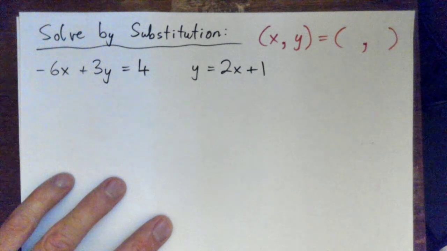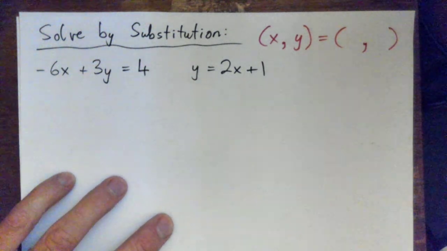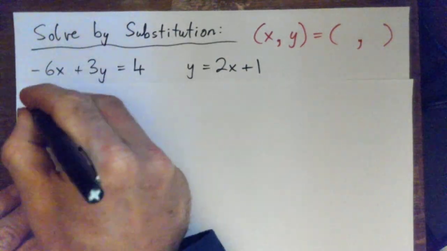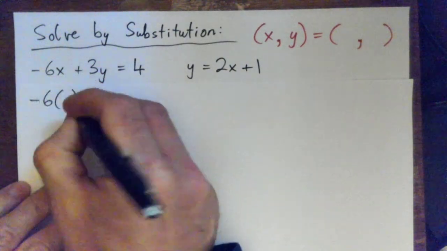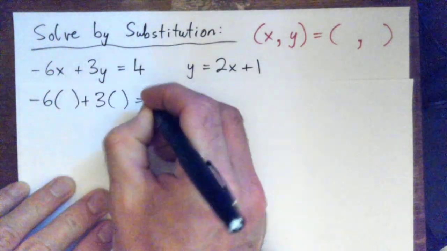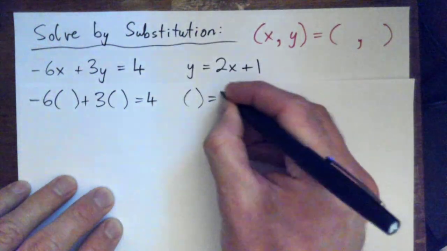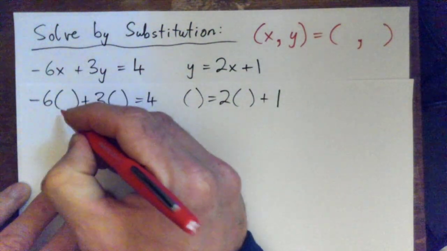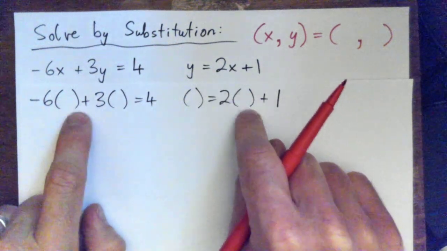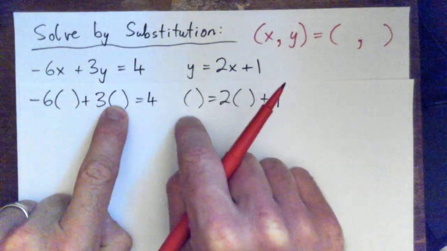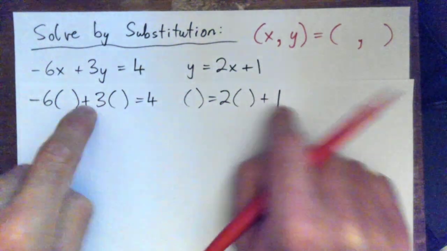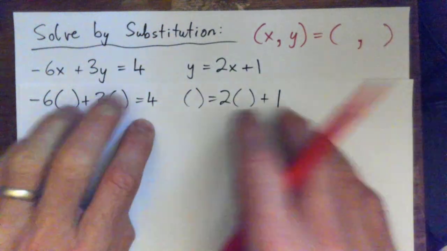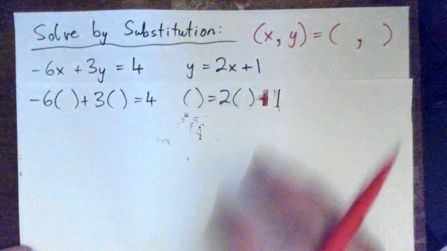At the end of this, we need negative 6 times some number plus 3 times some number equals 4, and then some number equals 2 times some number plus 1. Whatever number we plug in for x here and here, and whatever number we plug in for y here and here, should make both equations true. Hopefully we'll get our answer, and we'll go back and plug it in and see if it works, right?